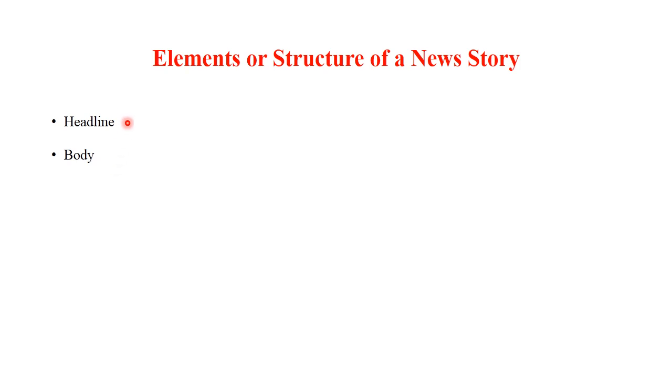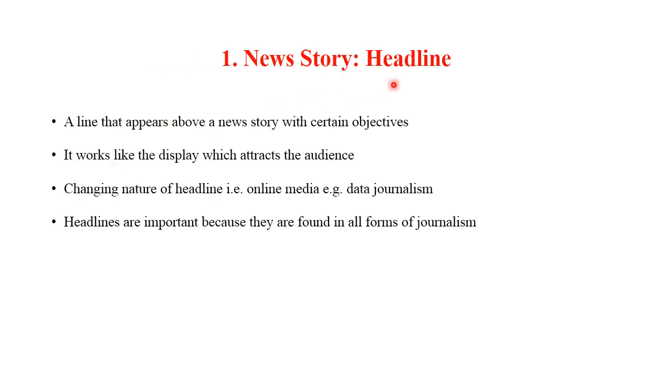So what do we mean by headline, and what is the importance of headline for journalism, and what about the body, and how many paragraphs there should be. So let's discuss. First of all, the headline. We say that a headline is actually a line that appears above a news story, and it has certain objectives.